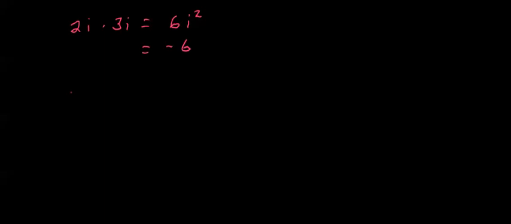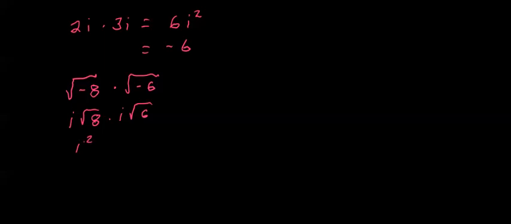I should note that when we multiply radicals, the square root of negative 8 times the square root of negative 6, we have to bring these negative numbers out, and we have i square root of 8 times i square root of 6, which is i squared square root of 48. And when we simplify the square root of 48, we get 4 square root of 3. And i squared is negative 1. So it becomes a negative.